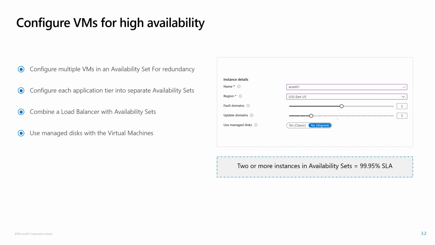So understand the maximum and minimum requirements for selection of fault versus update domains when you're creating a highly available set of resources. Your goal here is configuring availability sets for redundancy, or maybe you structure those sets in application tiers for web versus database. Maybe you combine with a load balancer as an option. And it might be a great idea to think about the differences between managed and unmanaged disks, something you definitely want to know for the AZ-104.